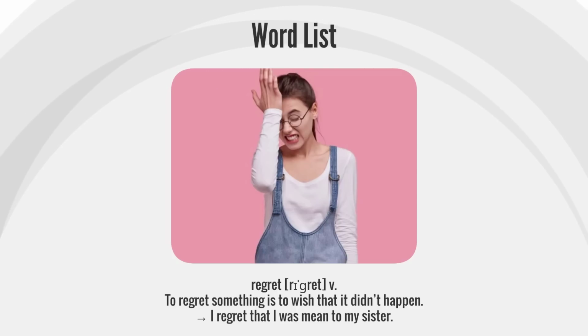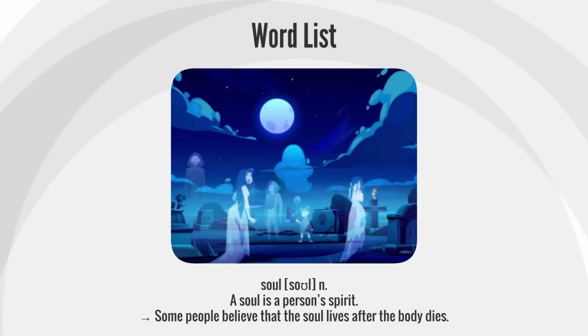Regret. To regret something is to wish that it didn't happen. I regret that I was mean to my sister. Soul. A soul is a person's spirit. Some people believe that the soul lives after the body dies.